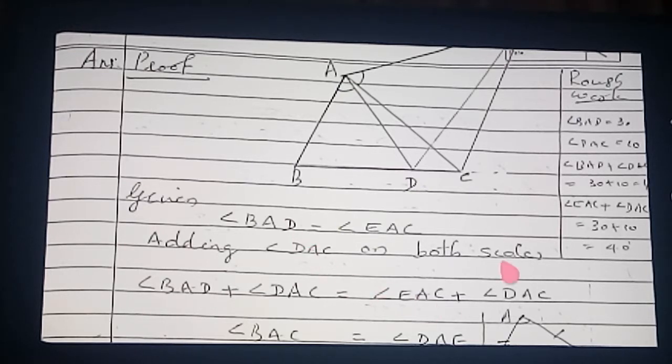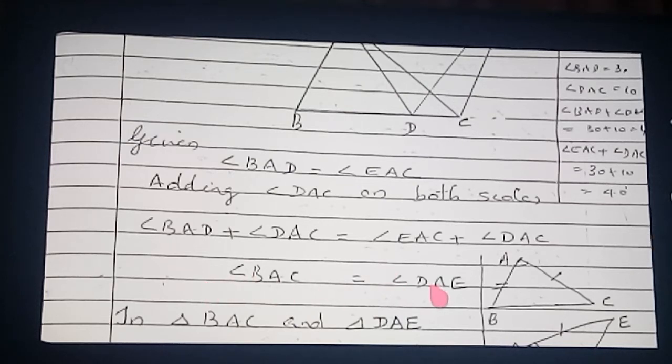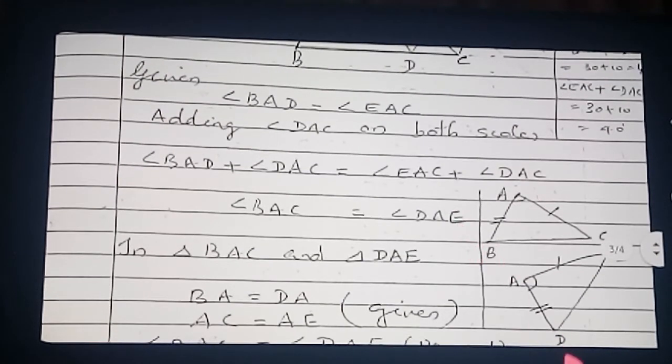Adding angle DAC on both the sides: BAD plus DAC and EAC plus DAC. BAD plus DAC, adding, what will you get? You will get this angle. Which angle? What is the name? BAC. And EAC plus DAC added, you will get which angle? This angle, which I am marking: angle DAE. Got it very clearly now? Now you take these two triangles, because these two triangles contain BC and DE.